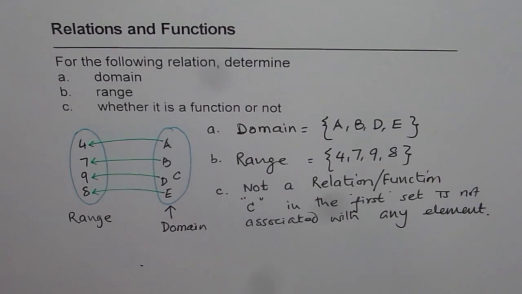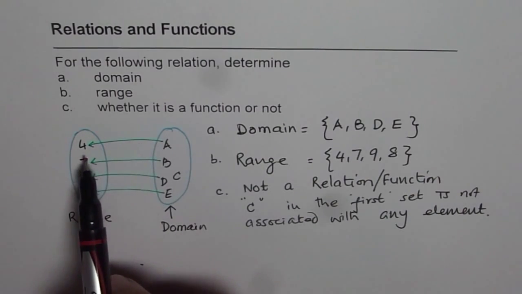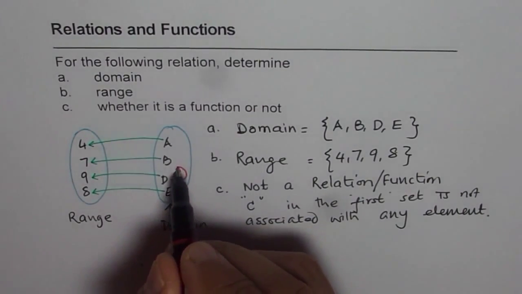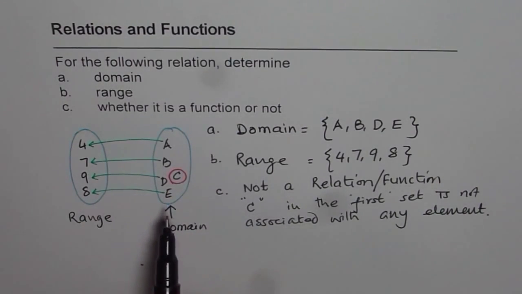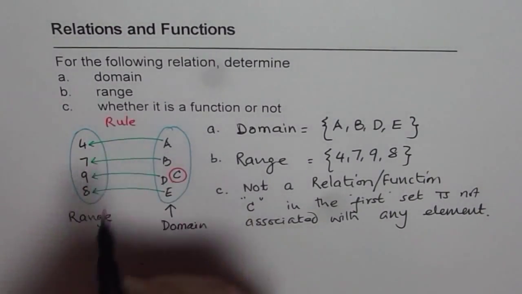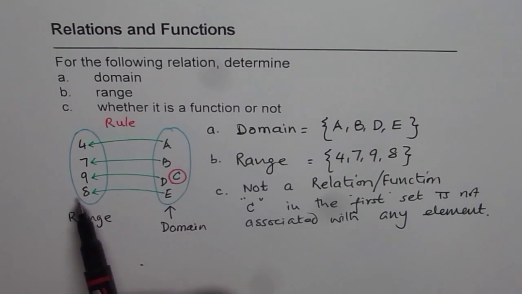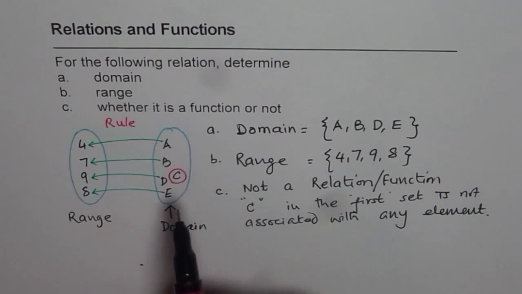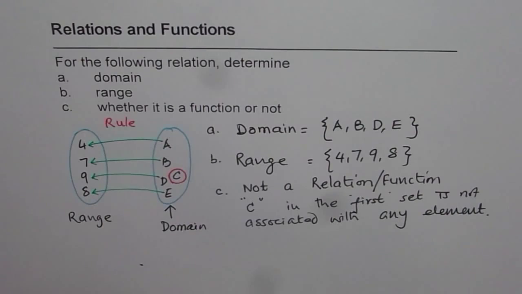So that is the reason why the rule which defined the link between the set of domains to the range failed to take care of C, and that is the reason why this does not even qualify as a relation. So it's not a function, of course, but it's not even a relation, since there has to be a rule which will link each and every element in the input set to the output. Now that rule actually failed to connect C with any element, and therefore it is not even a relation, right? So I hope this point is absolutely clear.